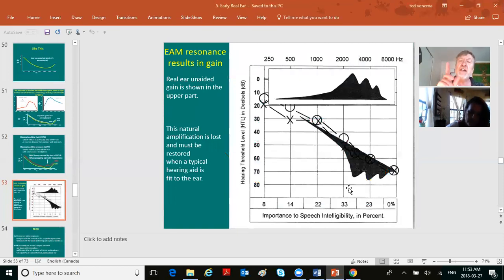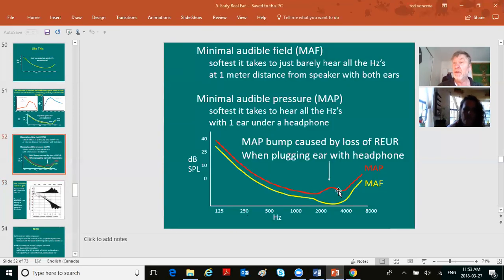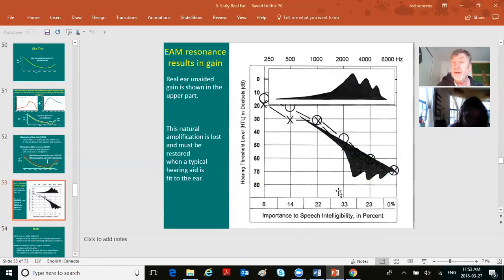Now, when you take a hearing aid and you plug up an ear with the hearing aid, you've done the same thing as MAP here. We've plugged up the ear. Okay, not with a headphone this time, but now with a hearing aid. So look at the hearing loss sloping down in this picture. And on top, you're showing the outer ear canal resonance. So when you've plugged up the ear with a hearing aid, look at this. You'll not only have the hearing loss, but you also have the loss of that outer ear canal resonance.